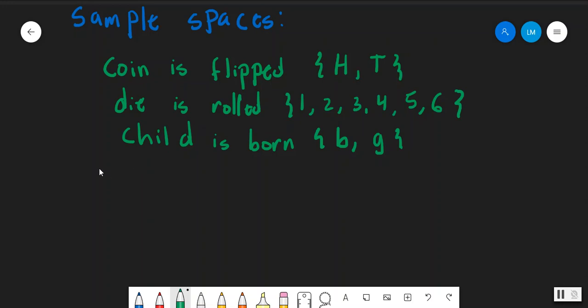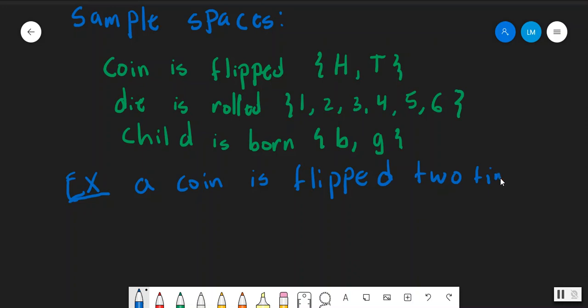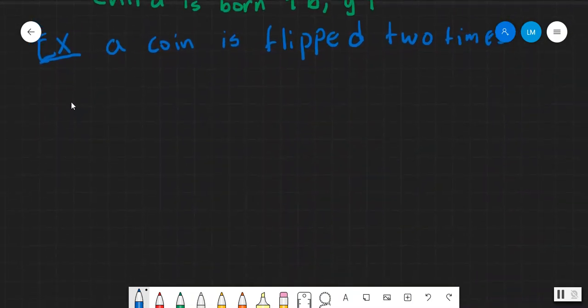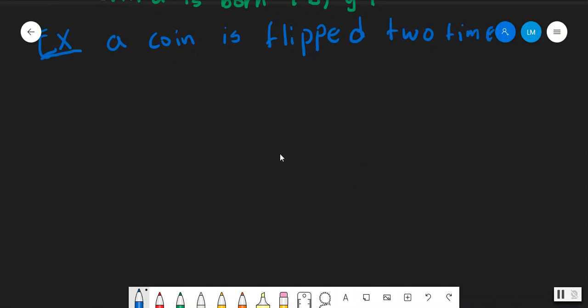So for example, if we wanted to know what the possible outcomes are, and we say that a coin is flipped two times. Well, to do this example, we would need to consider what would happen if the first coin was a heads versus what if it was tails.